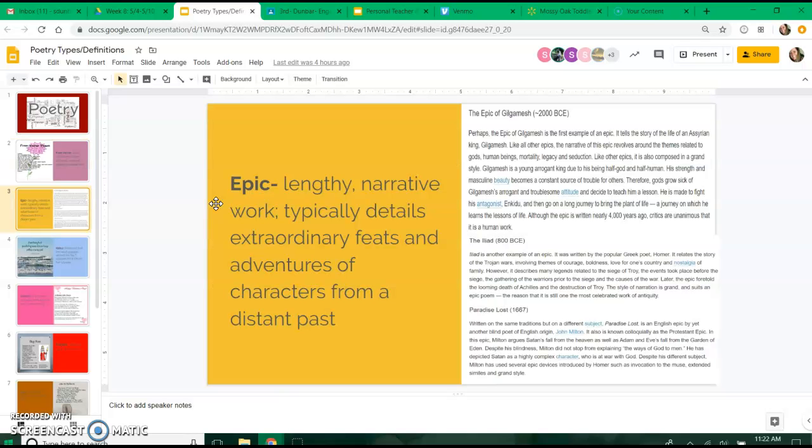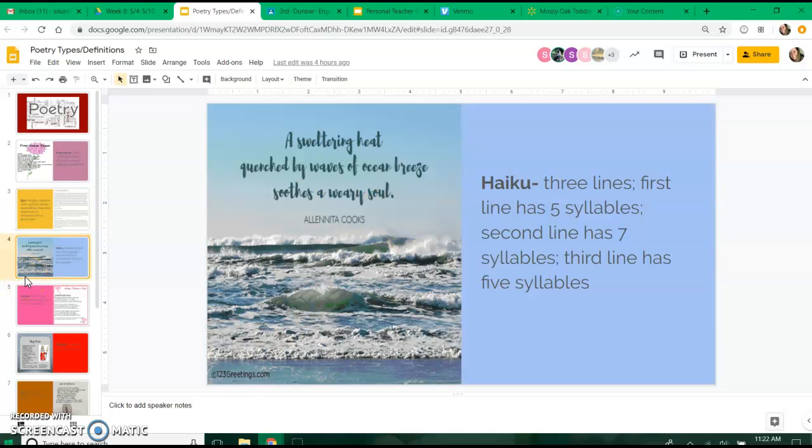An epic is a lengthy narrative work, typically detailing extraordinary feats and adventures of characters from a distant past. The Epic of Gilgamesh, the Iliad, and Paradise Lost are some of the most popular epics. A haiku, probably very popular, is 3 lines: 5 syllables, 7 syllables, 5 syllables.